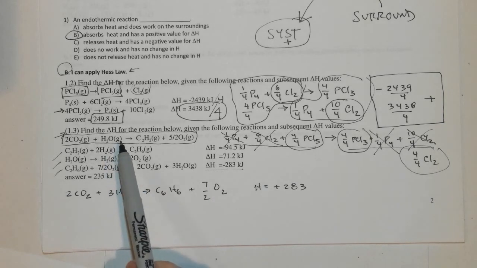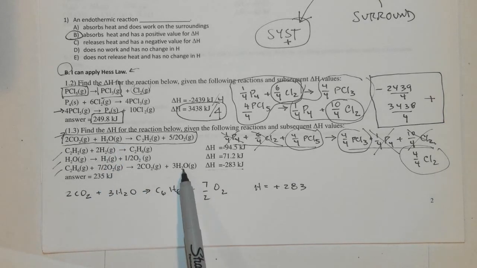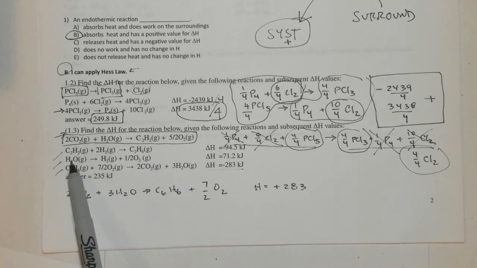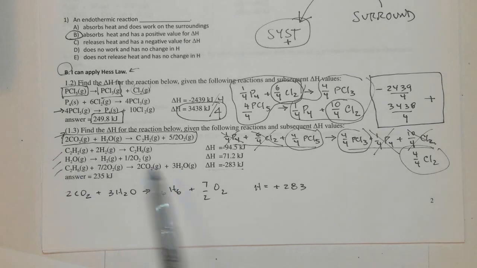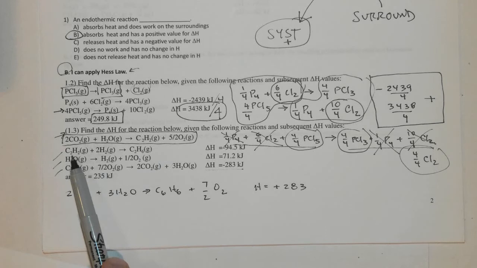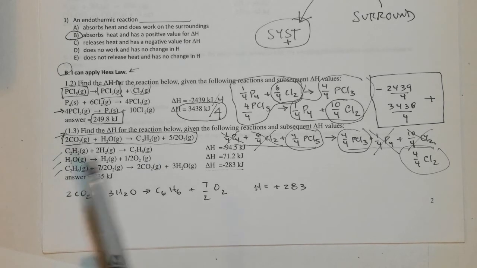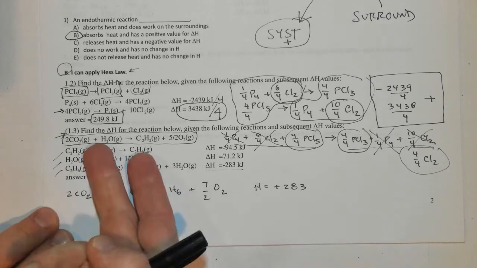Next, I need some waters. I can see that I have waters in this reaction and this reaction. So let's just wait a second with that one because it's going to be too confusing to just manipulate one of them. So let's go to the other side and let's find a C2H2. And once again, I find C2H2 in the first reaction here, but it's on the wrong side. And so I'll take this reaction and flip it around as well.